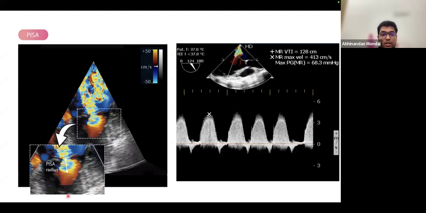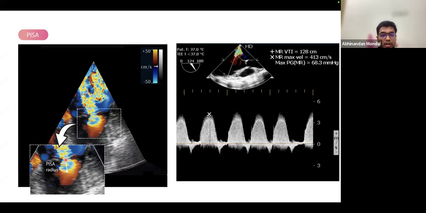So this is a PISA formation. We can see, and I'll discuss the physiology further. So this is a PISA formation, and we can appreciate suddenly there is a change in color. The change in color from red suddenly changes to cyan color.